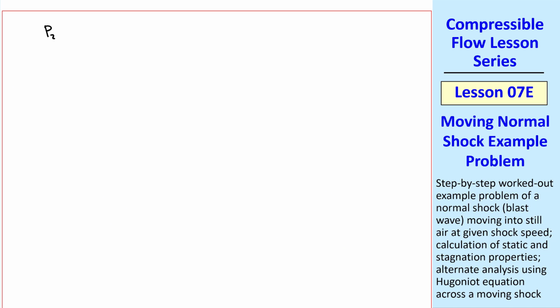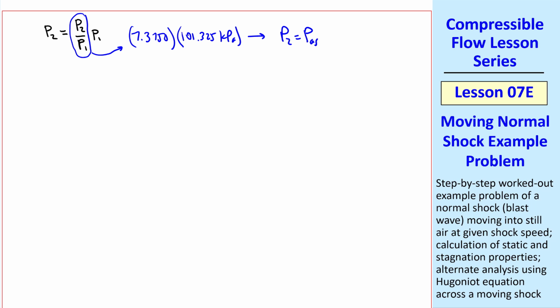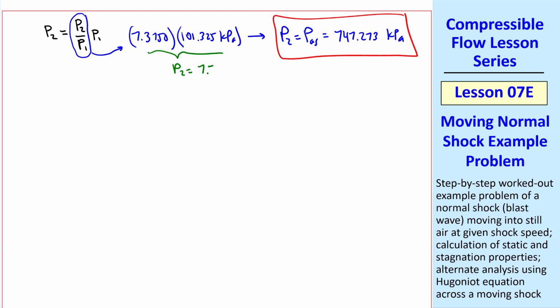We do a similar thing for pressure. P2 is P2 over P1 times P1, and we use our standard shock equation to get this ratio and multiply by P1. So pressure 2 is the same as PAS, which turns out to be 747.273 kPa. I'll just comment here that since this is atmospheric pressure, P2 is 7.375 atmospheres, which is a huge pressure increase. This is a very high pressure.